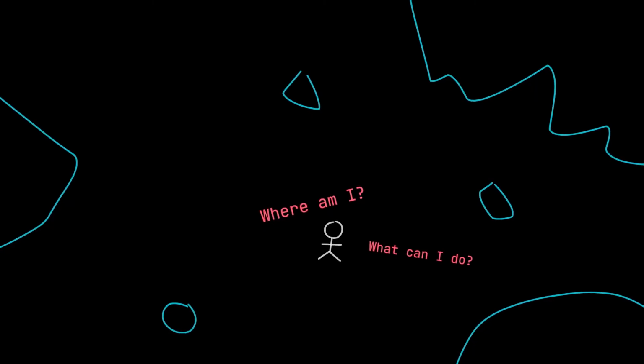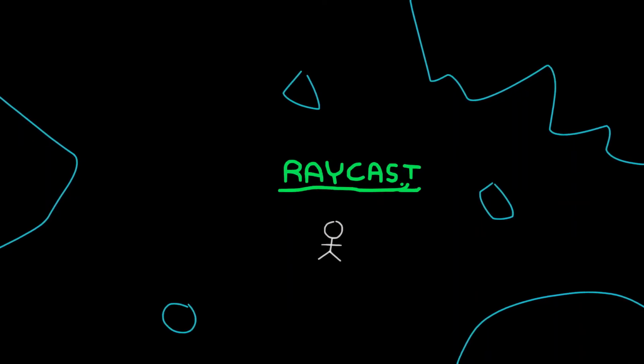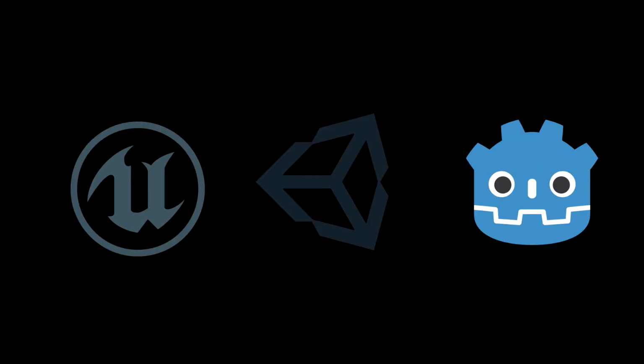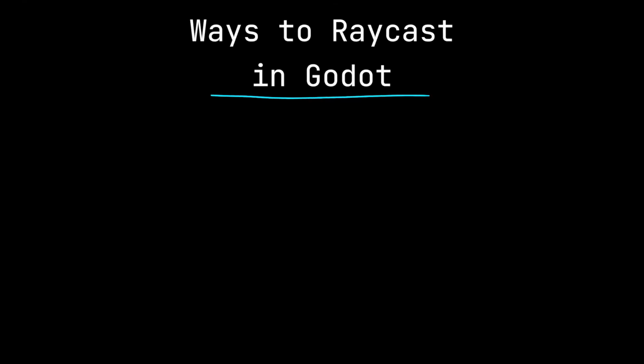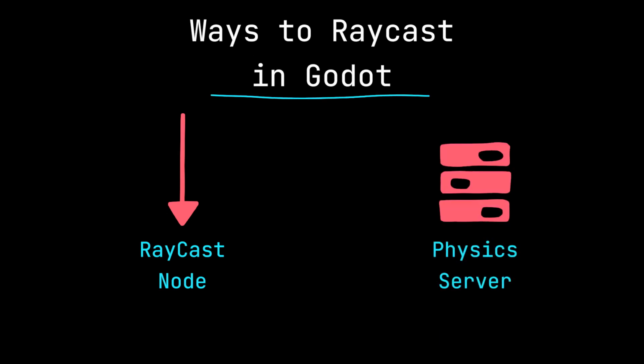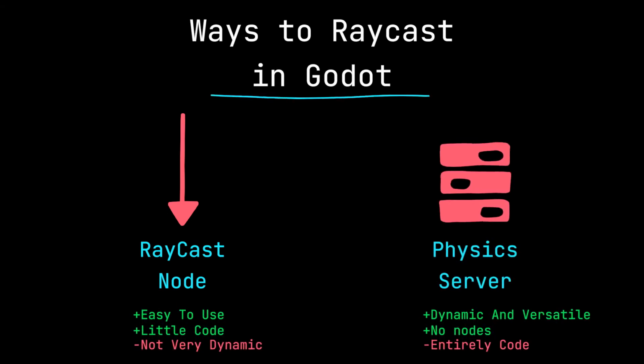Almost every single time you're working on a 3D game, there is going to come a point where you want to gather information about the world around you that you don't know beforehand. Raycasting is exactly what lets you do that. Most engines offer raycasting support right out of the box, and Godot is no exception. Godot gives us two options to raycast in 3D, the Raycast node and directly using the physics server, which we'll get more into that later. Both have their strengths and weaknesses.